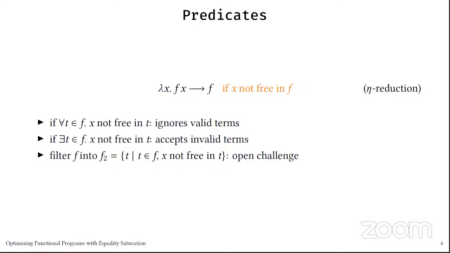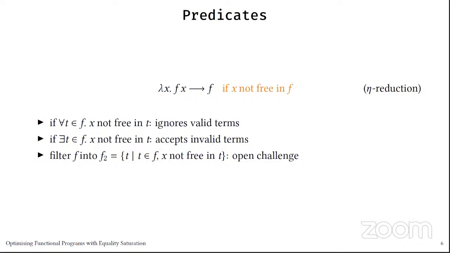So you can think about different ways to deal with these predicates in the equality saturation settings. The first one is to apply the rewrite rule only if all of the terms represented in F satisfy the predicate. And the problem is that you're going to ignore valid terms. So if there is a single term in F that does not satisfy the predicate, you're not going to apply the rewrite rule at all. On the other hand, if you use an exist quantifier and you apply the rule if only one of the terms satisfies the predicate, you're going to start accepting invalid terms, and that is not acceptable.